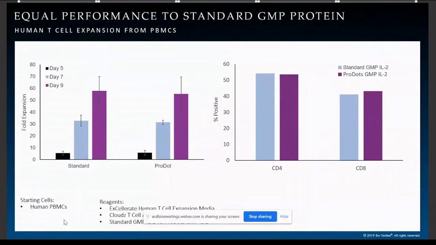And then we also have comparability data to our standard proteins as well. So we have tested this with our T-cell Clouds activator with T-cells and our Accelerate media, with our IL-2 standard protein and then our IL-2 PRODOT. And we see expansion basically identical, as well as in terms of phenotype, both CD4 and CD8 similar as well, indicating that these are equivalent to our regular GMP proteins.